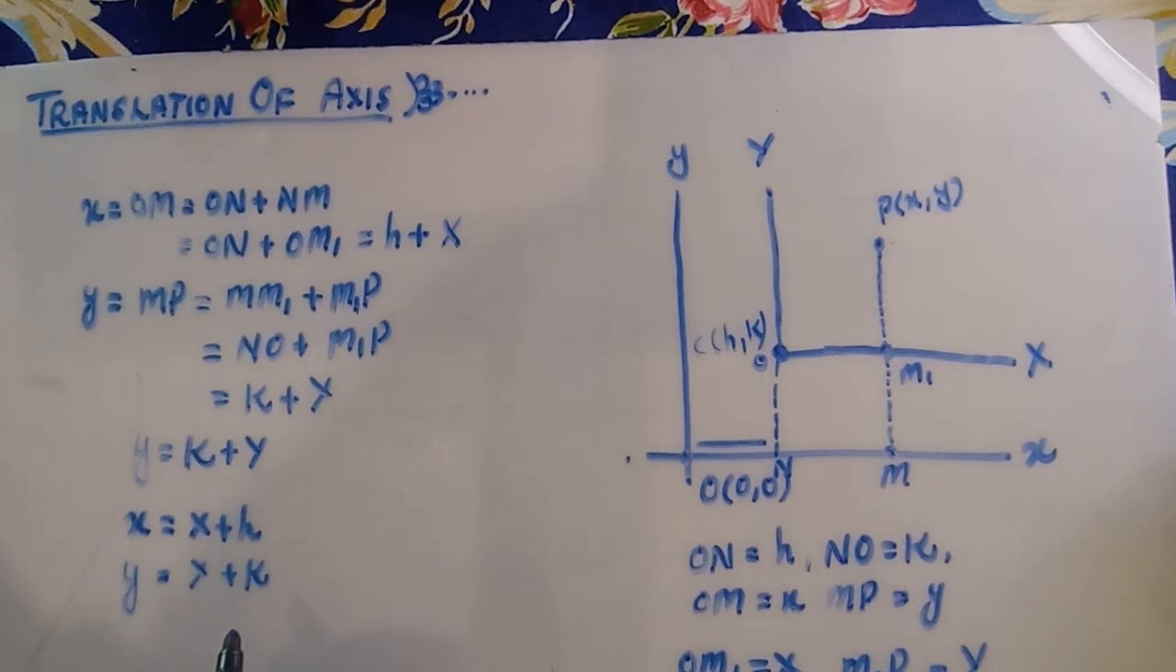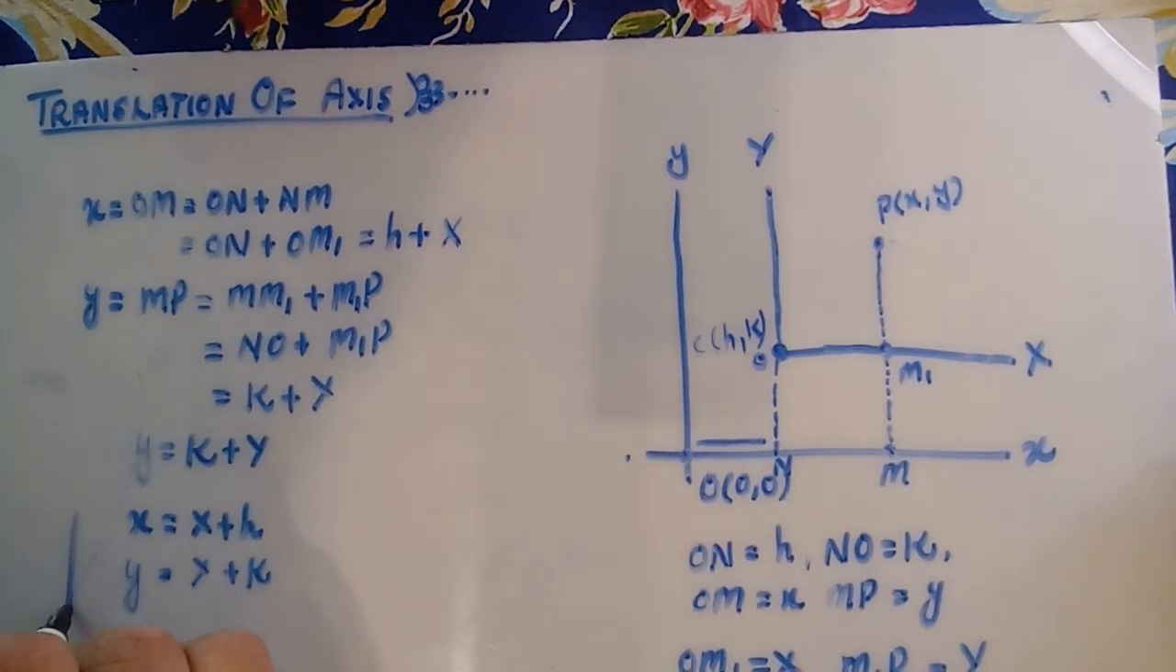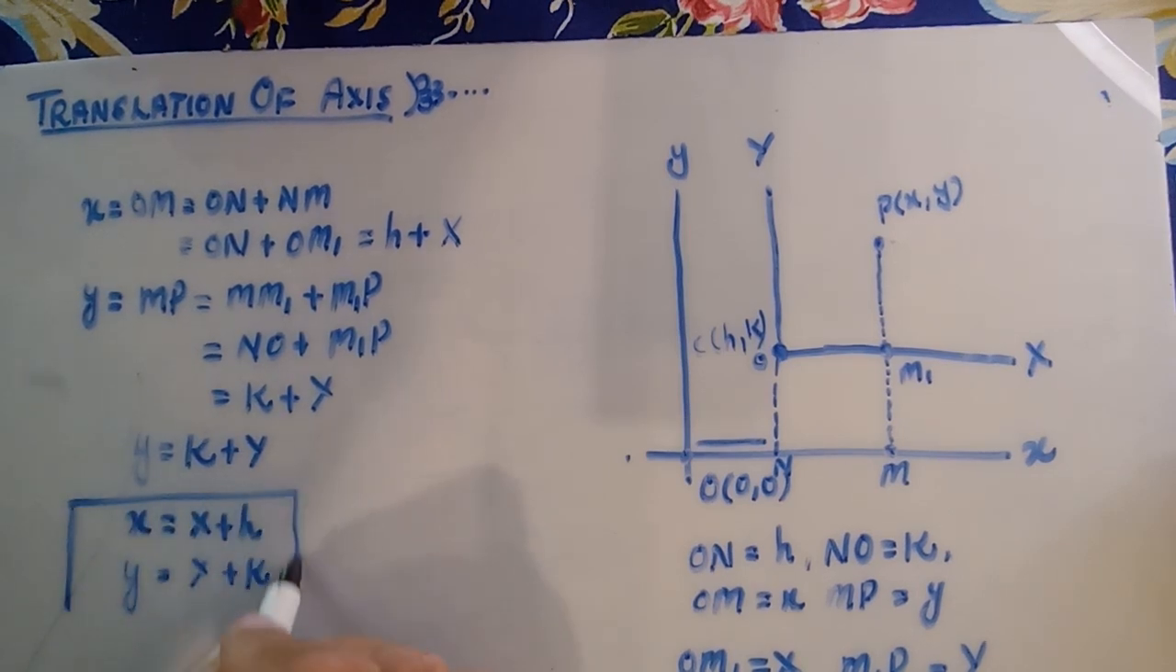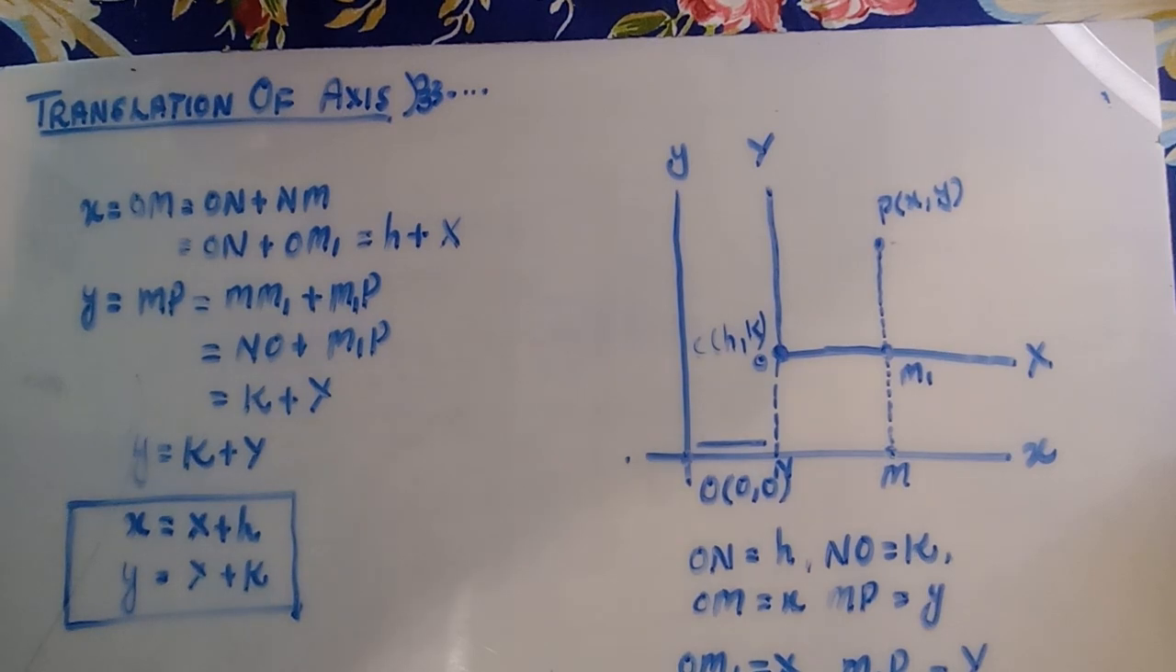These are the equations for the translation of axes, or we can say that this is the transformation for the translation of axes. By this method, we can shift the old coordinate axes into new axes. Thank you.